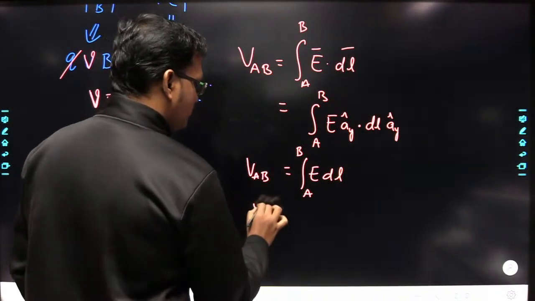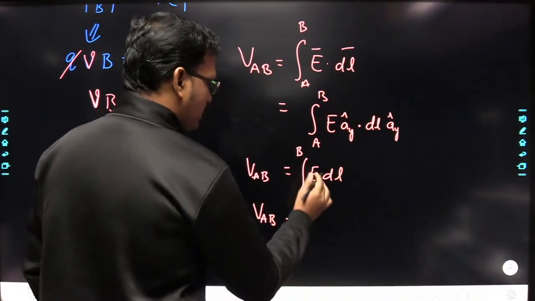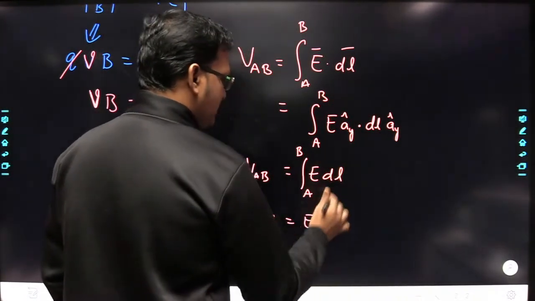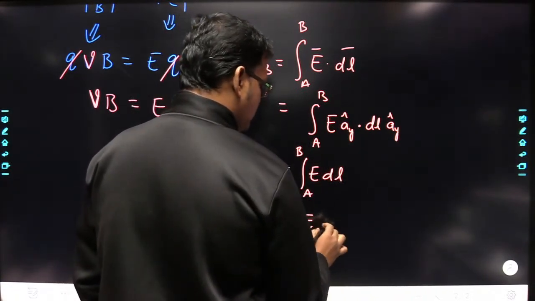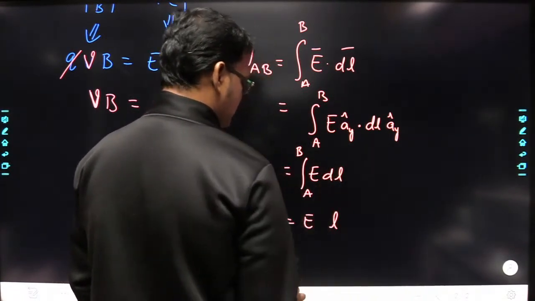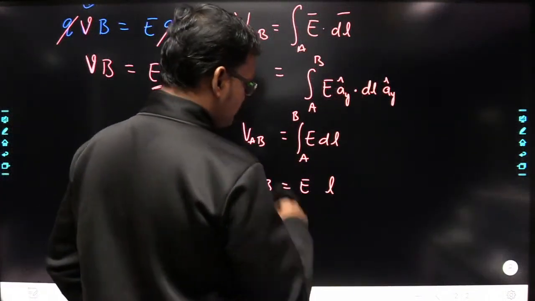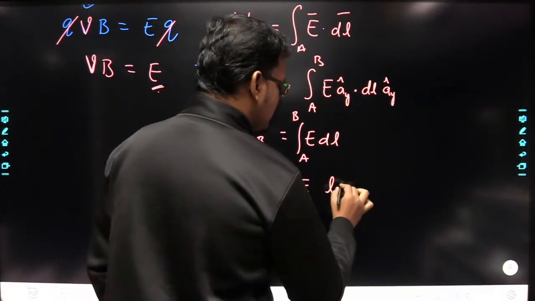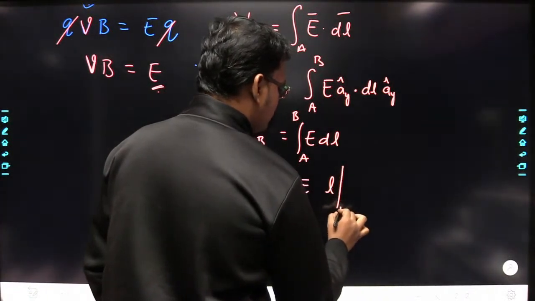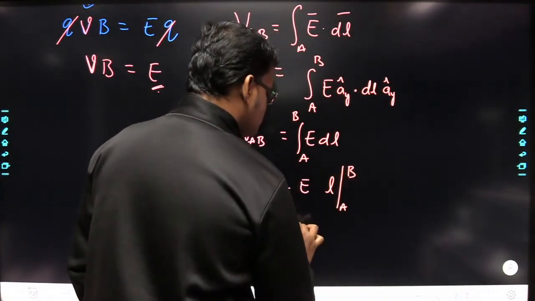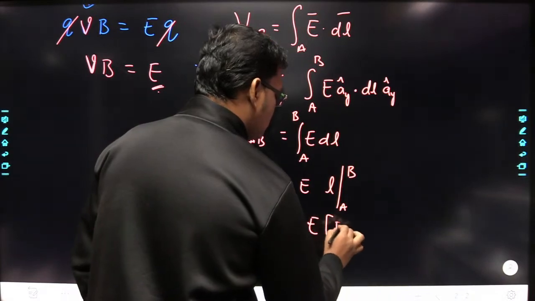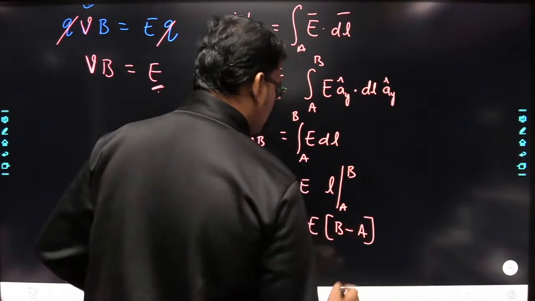So therefore VAB is equal to, I can take E outside. The integral of dl is nothing but L. Its range is from where to where here? From A to B. So that is equal to E into B minus A.